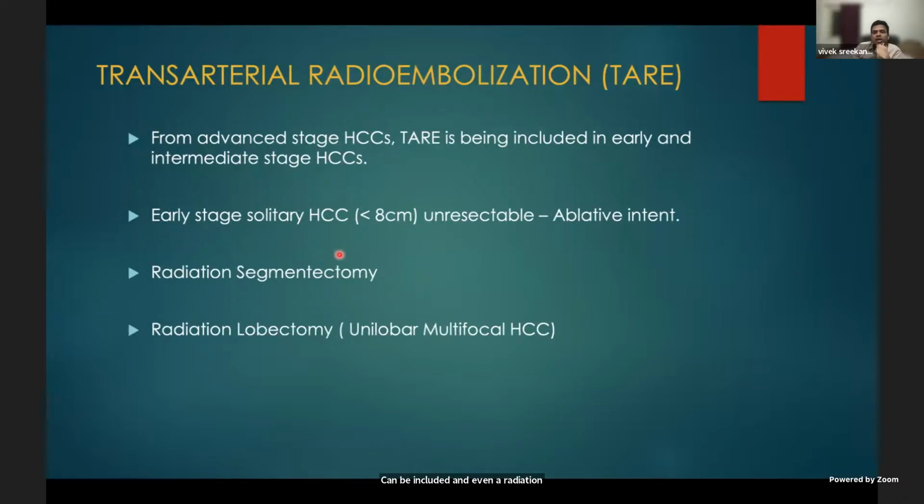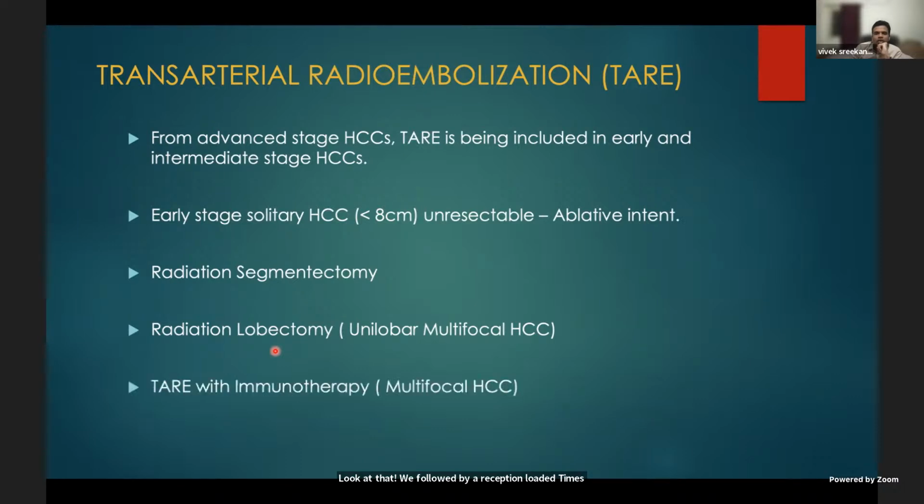That is, the entire radiation can be given to the one segment where the tumor is, so that the tumor as well as the satellite nodules and the microvascular invasion can be taken care of. And if a multifocal HCC is confined to a single lobe where we cannot do a resection, then we can do a radiation lobectomy followed by a resection or a transplant. So these are some of the advantages of radioembolization.